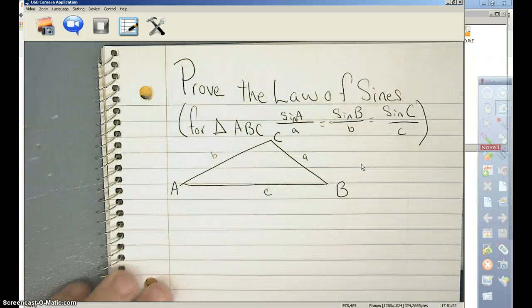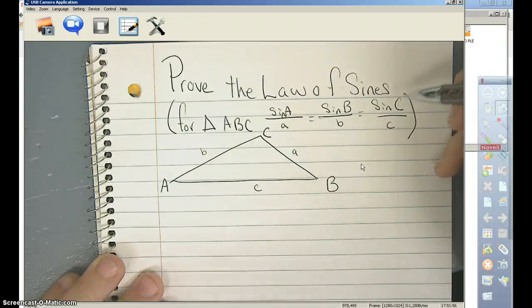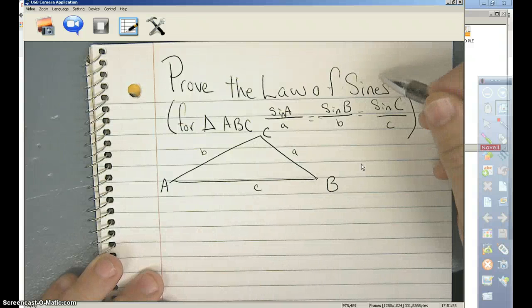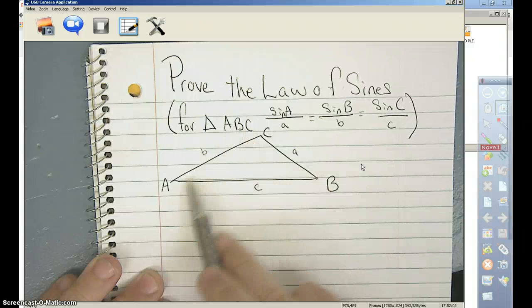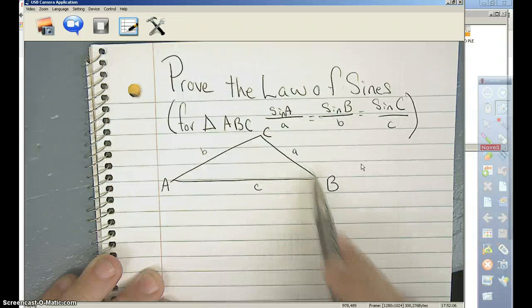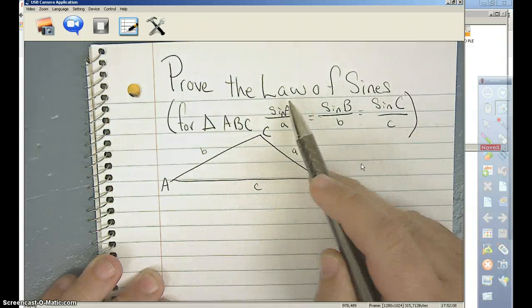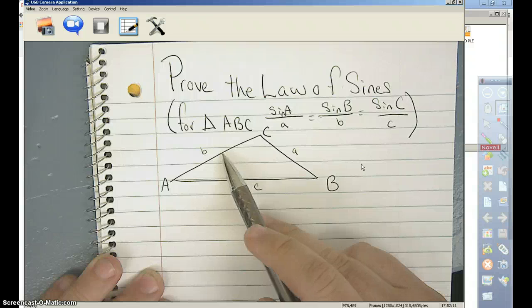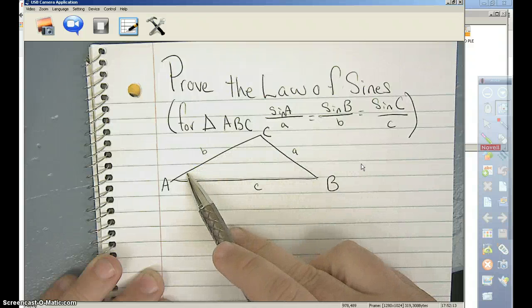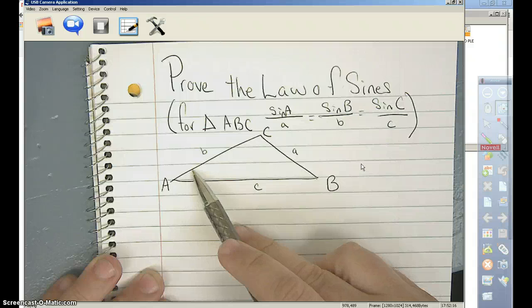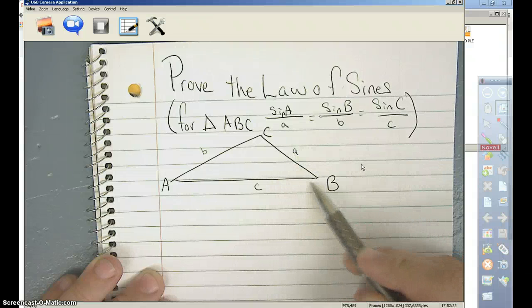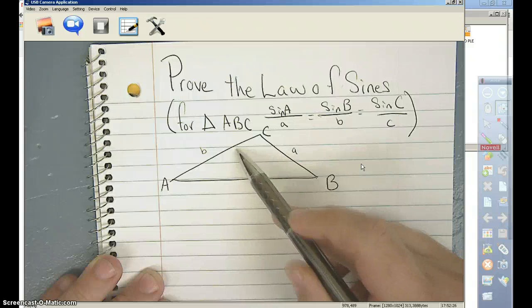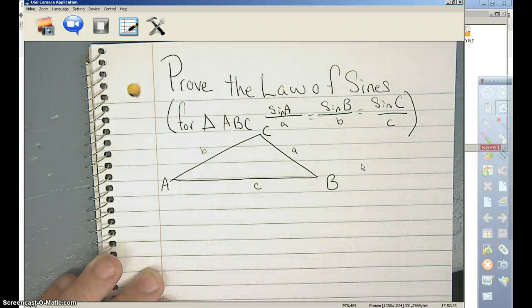Okay, so what we're going to be doing here is proving the law of sines. The law of sines says that for any triangle ABC, with vertices capital A, capital B, capital C, if you take the sine of angle A and make a ratio of that number over little a, that ratio is going to be equal to the sine of any of the other vertices over their opposite sides. So that's basically what it says.